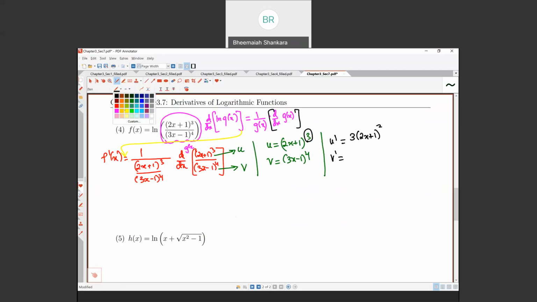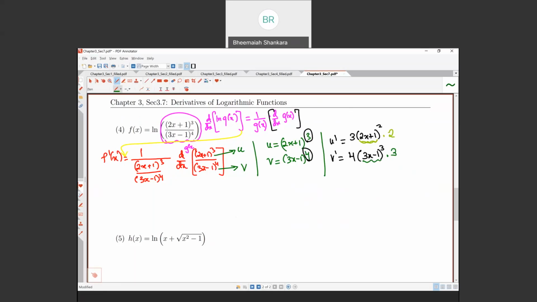Now move to the inner function. Inner function is 2x plus 1. Derive this and your answer is 2. Similarly, derive 3x minus 1 to the 4. You see the exponent is 4 here, so do the power rule. So it's 3x minus 1. The new power will be 3, 4 minus 1 is 3. Now you want to carefully read the inner function, derive it again, and you have 3. So you have u, v, u prime, v prime.